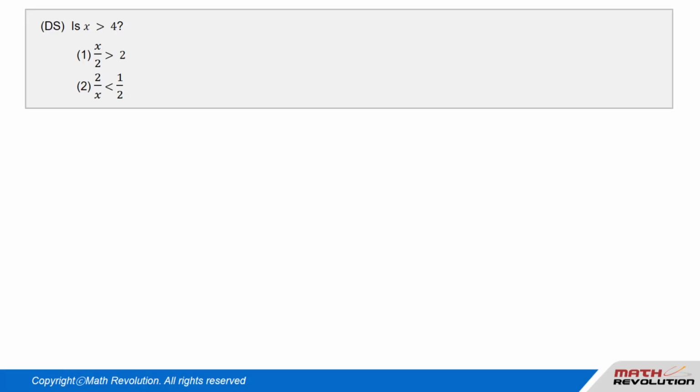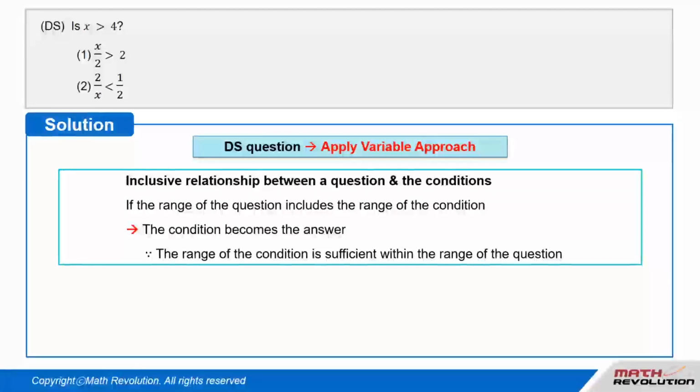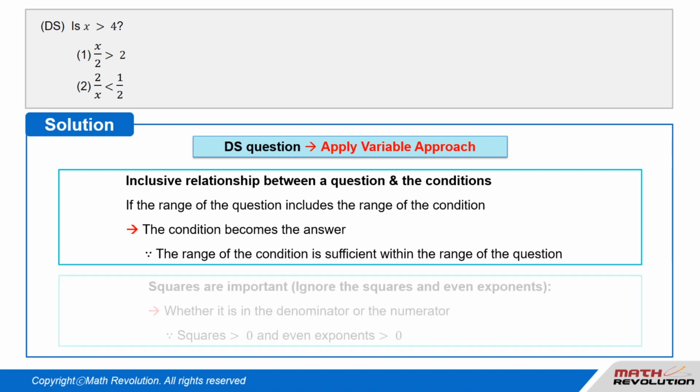Question. DS. Is x greater than 4? Condition 1. X over 2 is greater than 2. Condition 2. 2 over x is smaller than 1 over 2. Solution. Let us solve this DS question using the variable approach.